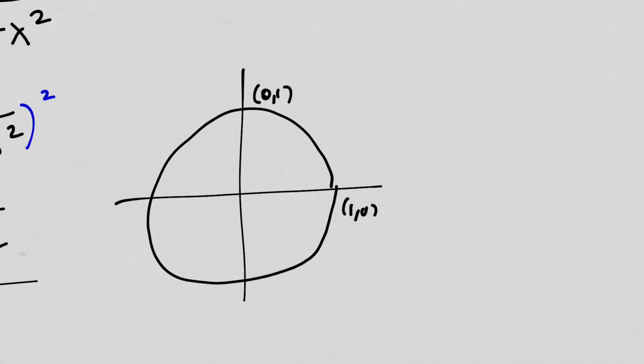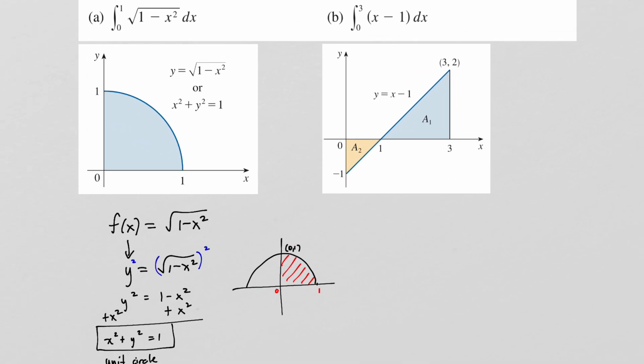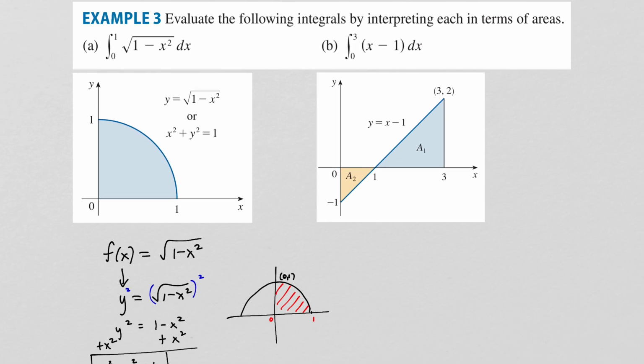So when you look at that circle, not only are you only looking at the top half of that circle, but you're only looking from 0 to 1. So you're only looking at this part of the circle. So that is how you can determine that the graph of this is a circle.